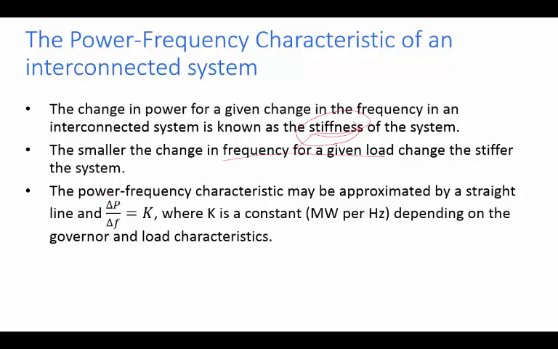Normally, the power frequency characteristics may be approximated by a straight line, and we call it K, which is delta P over delta F, the change in power with respect to the change of frequency. Delta P is in megawatts and delta F is in hertz. That's why your K is normally a constant in megawatt per hertz, and it depends on the governor and load characteristics.